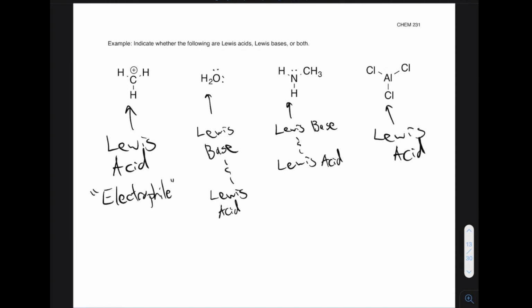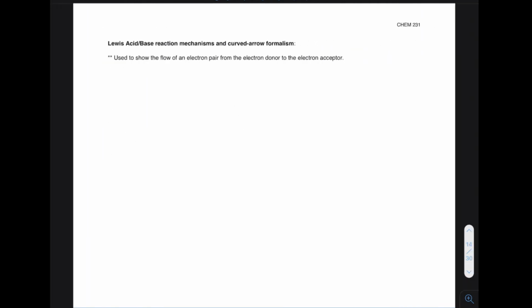For the most part, if something is both a Lewis acid and Lewis base, it'll look kind of similar to the examples here with water and this nitrogen-containing compound, where they have an electronegative atom attached to a hydrogen, and that electronegative atom has a lone pair on it. So when we're talking about Lewis acid-base reactions and Bronsted acid-base reactions, I showed curved arrows to show the flow of electrons.